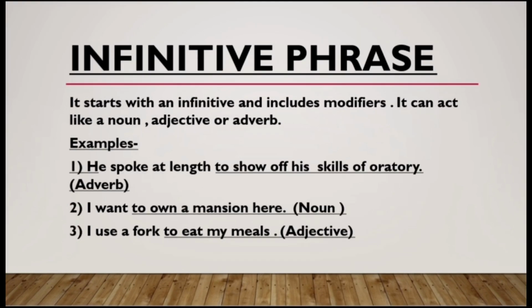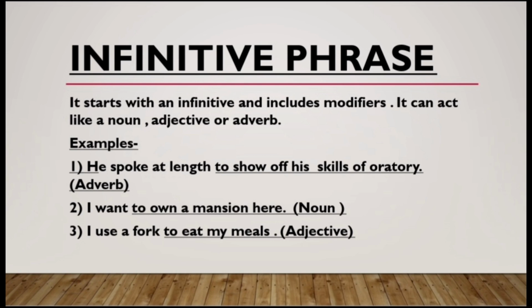Infinitive phrase, it starts with an infinitive and includes modifiers. So, an infinitive phrase is such a group of words which starts with an infinitive, means it starts with to plus verb's first form, right? First form, base form of the verb. And it includes some modifiers, and these modifiers are words like adjectives and nouns. It can act like a noun, adjective, or adverb. So its effect could be acting as a noun, an adjective, or it can act as an adverb also.